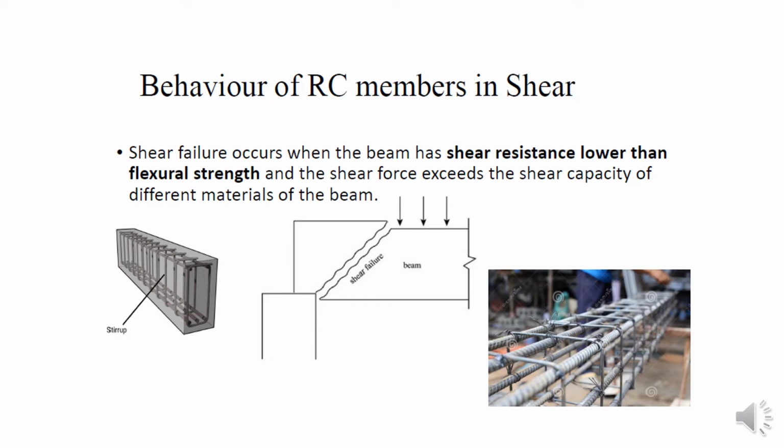Behavior of shear in RC members. Shear failure occurs when the beam has shear resistance lower than the flexural strength, and the shear force exceeds the shear capacity of the different materials of the beam. Normally, the load is acting in the downward direction. The shear failure happens in the beam column joint.